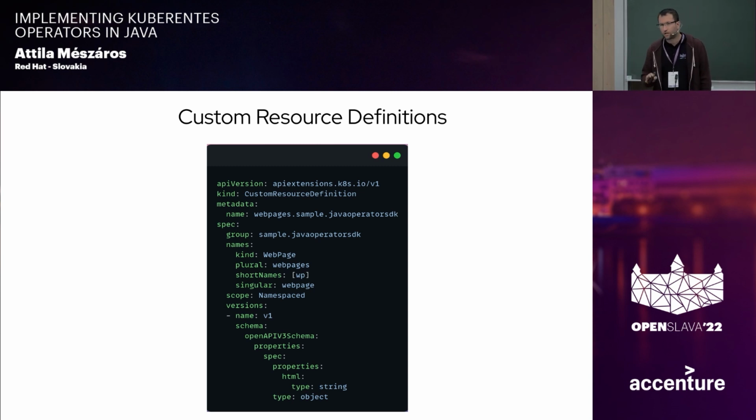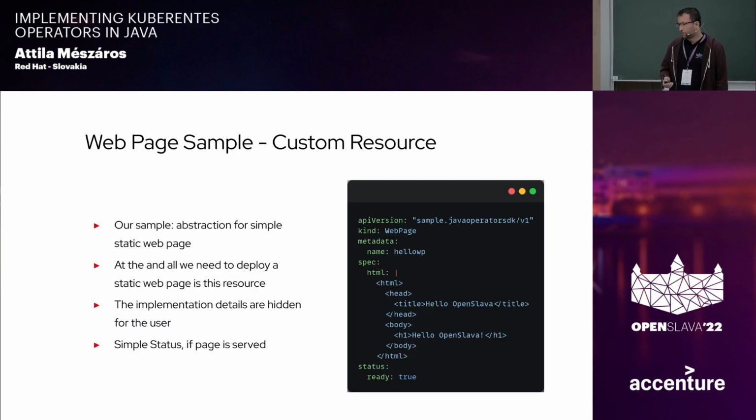If you apply such a custom resource definition to Kubernetes with kubectl apply, then the Kubernetes API is dynamically extended. From that point, you can use web pages as a new kind just as you would use any other resource like deployments or pods. From that point you are able to apply these web pages.